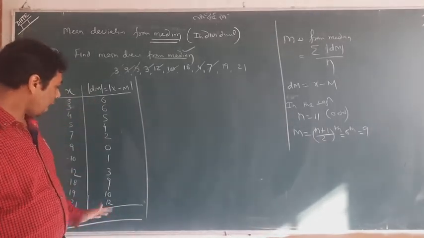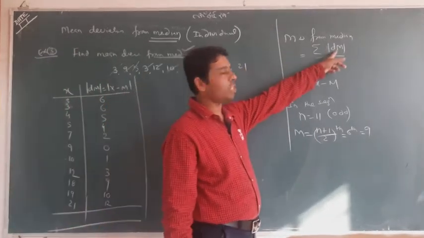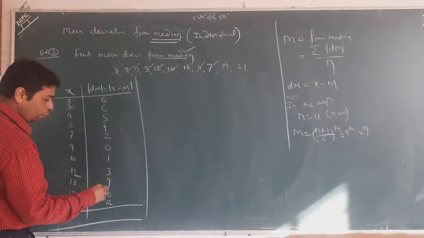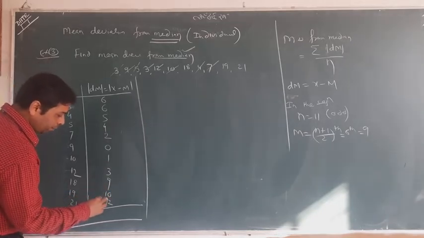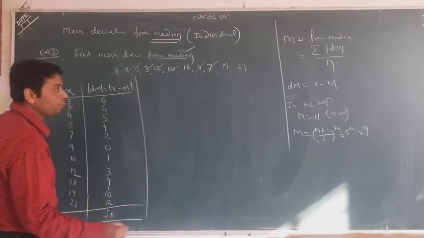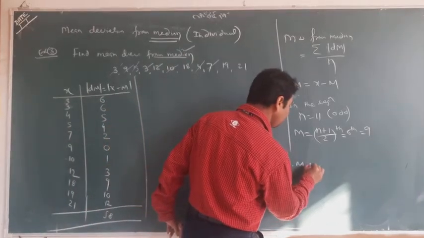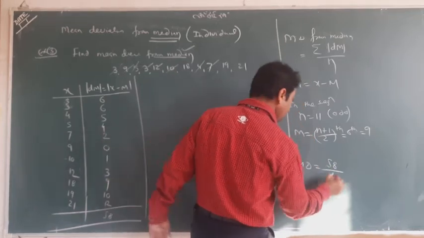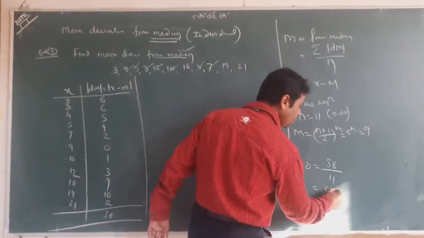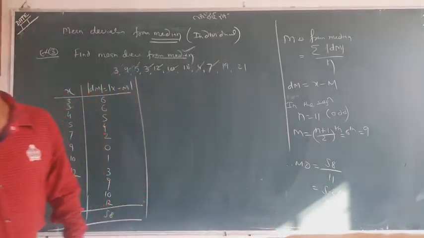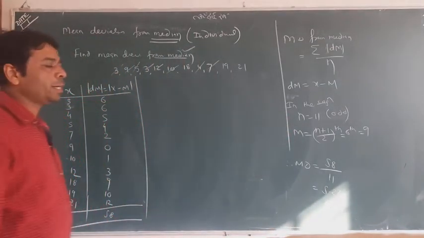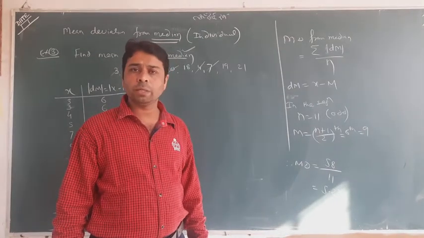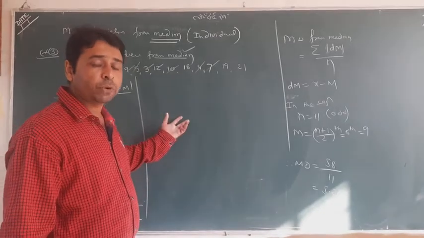Then you add all, because it is summation dm: 6, 6, 12, 17, 21, 23, 24, 27, 36, so 46 and 58. You got it, 58. Now the mean deviation will be summation dm, which is 58, upon n, the number of data, which is 11, and approximately the answer is 5.27. So I hope students you are getting it. It was not hard. It depends on the median. If you know the median, you can find the mean deviation from the median for an individual sequence.